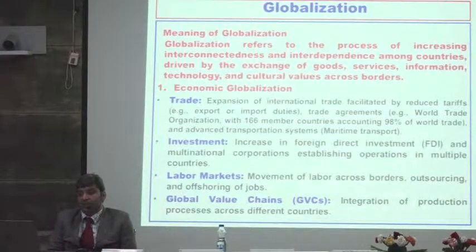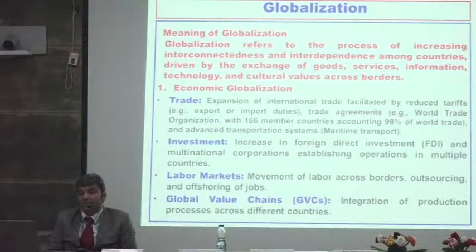Labor market, movement of labor across borders, outsourcing, and offshoring of jobs may also be used to measure globalization. Outsourcing means we are offering the job out of the company. It may be within the country, but if we are offering the jobs out of the country, then it is known as offshoring of jobs.